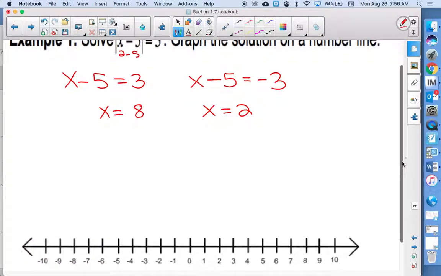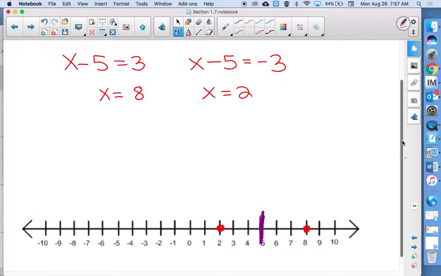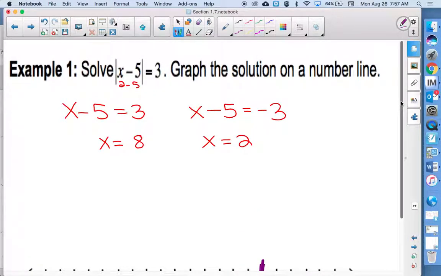So then I want you to graph it on the number line. So we're plotting these two values of 8 and 2. Michael, what number is in between 8 and 2? What's directly in the middle of 8 and 2? Or 2 and 8? 5. Here's the middle. Where does that 5 show up in the equation?